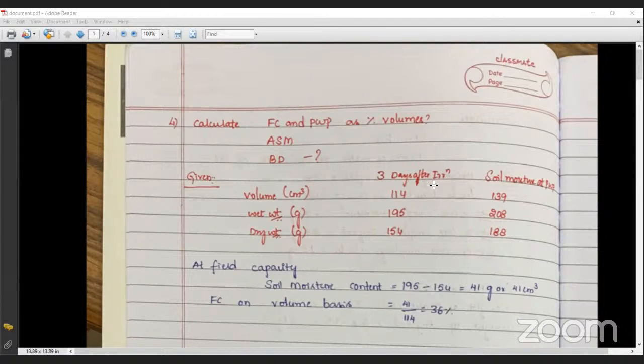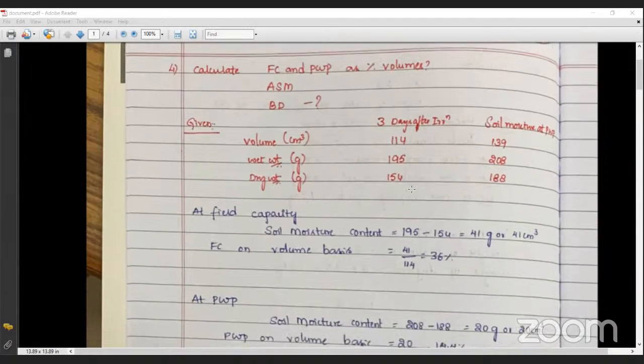In general, we will say 24 to 72 hours, the field will attain the field capacity. They are clearly mentioning that 3 days after irrigation, they have attained this value. What is the soil moisture at permanent wilting point? They have given the values. How to calculate the field capacity? What is the formula? The soil moisture content here is 3 days after irrigation.